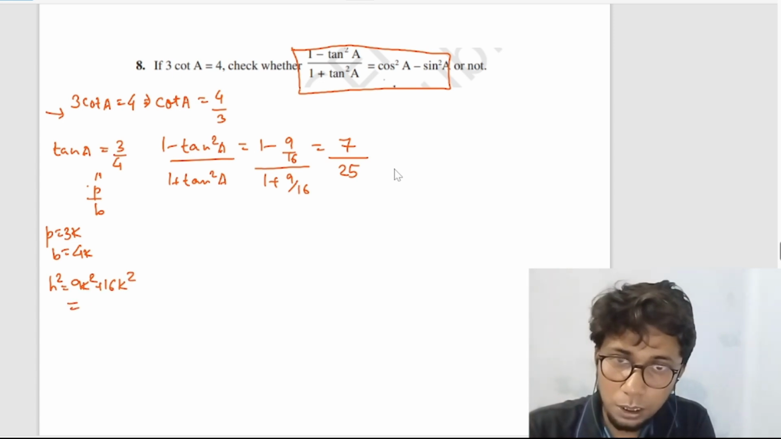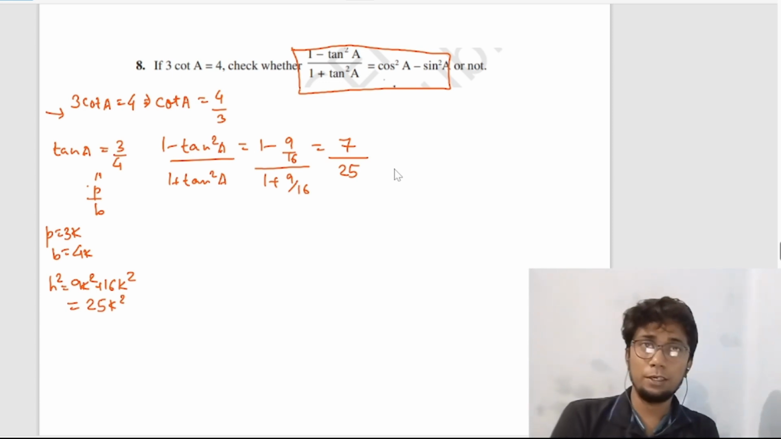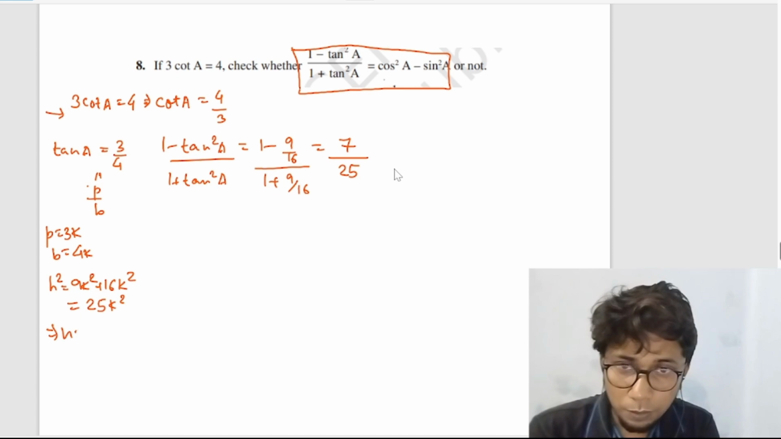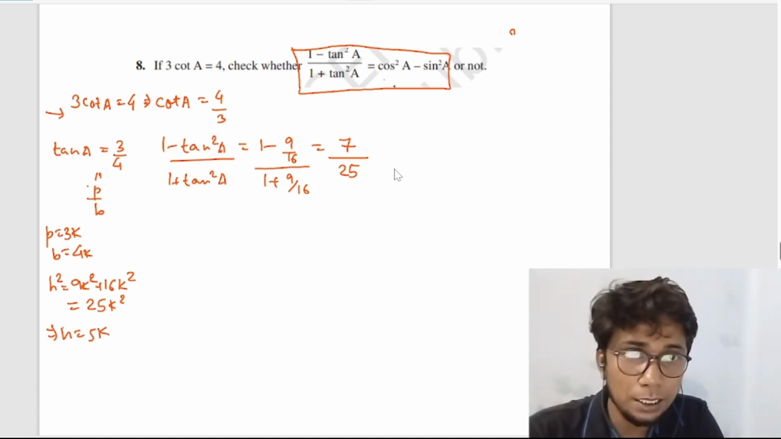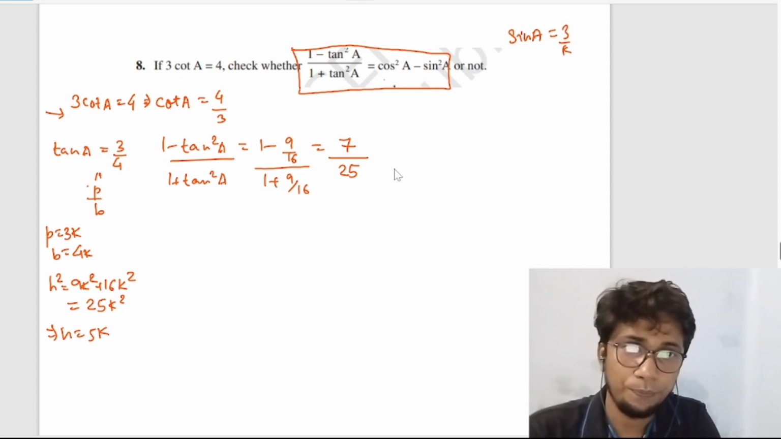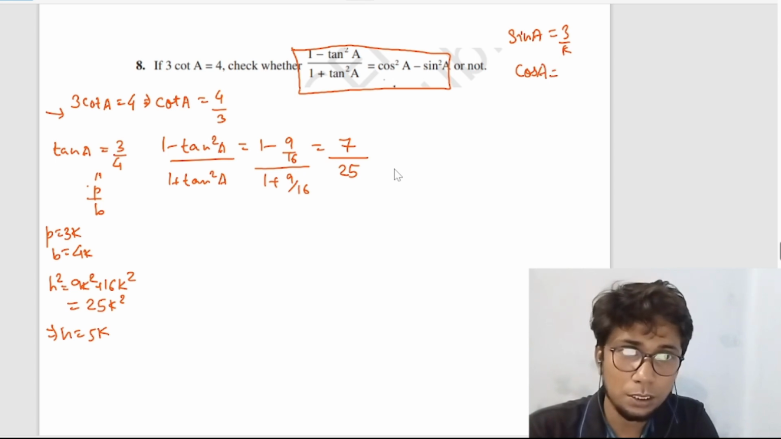These things should be in your mind. By practice, you will be able to evaluate all these within seconds. So this will be what? H is your 5k. Fine. So what will be sin A? Sin A is perpendicular upon hypotenuse. Perpendicular was 3k by 5k. This is 3 over 5. What about cos A? It is base upon hypotenuse.